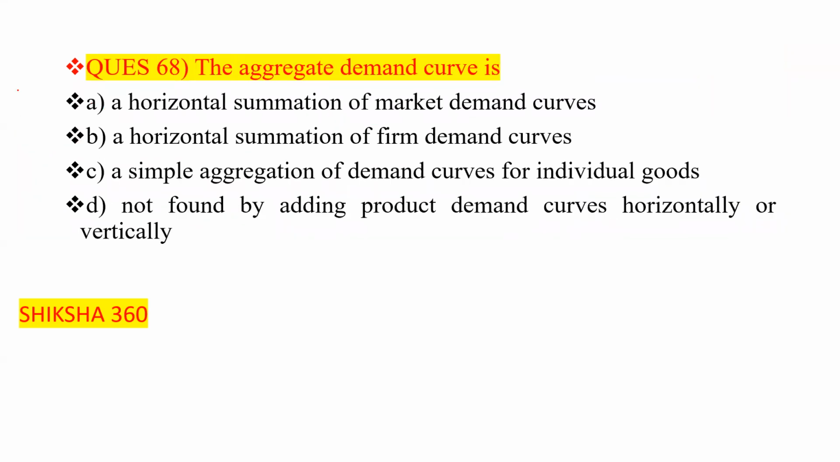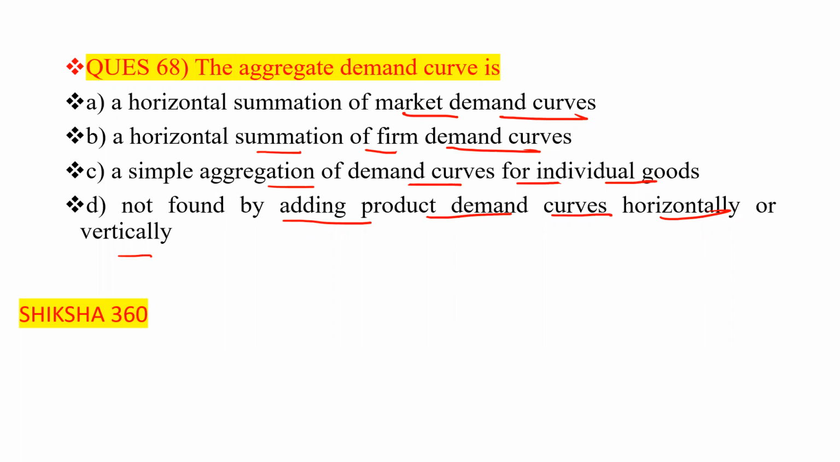Now move to the next question. The aggregate demand curve. Clear? The aggregate demand curve is a horizontal summation of market demand curves, a horizontal summation of firm demand curves, a simple aggregation of demand curves for the individual goods, or not found by adding product demand curves horizontally or vertically.